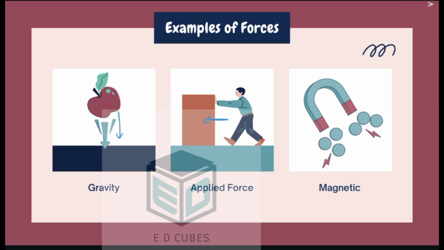So whenever we apply a push force or a pull force, that is called applied force. Now the third figure: there is a magnet and some iron balls, and the iron balls are getting attached to the poles of the magnet. What is happening here? The magnet is applying a pull force, and this type of pull force is called magnetic force. So force is always either push or pull. We name them with different names like gravity, magnetic, etc. Clear?